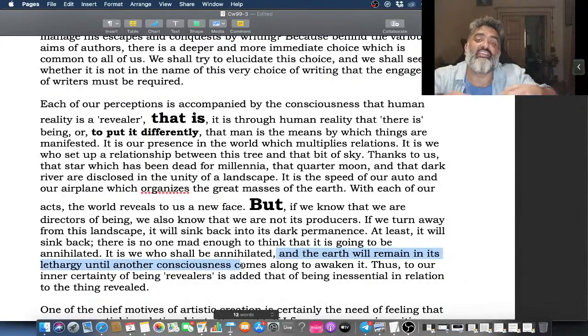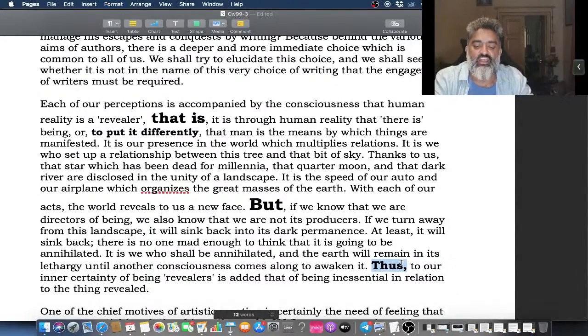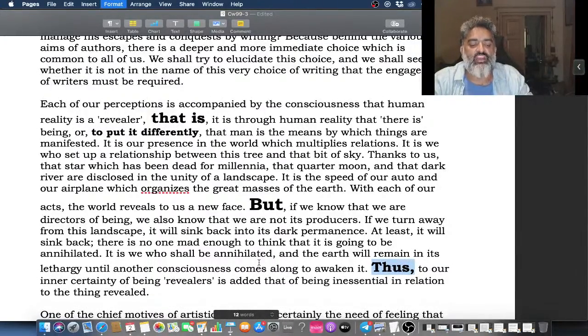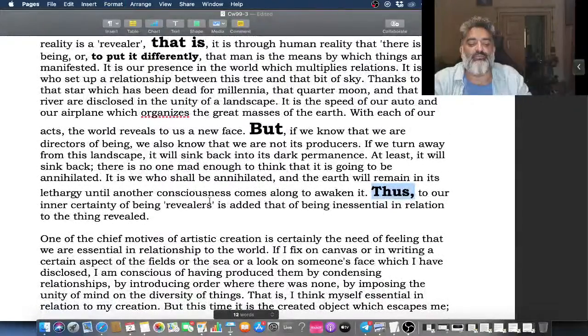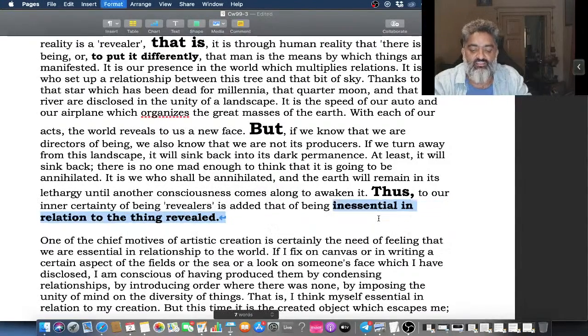Human reality is the revealer. Without humans, there is no earth, tree, nothing, because there is nobody to perceive it. Thus, to our inner certainty of being revealers is added that of being inessential. Oh wow, inessential in relation to the thing being revealed.